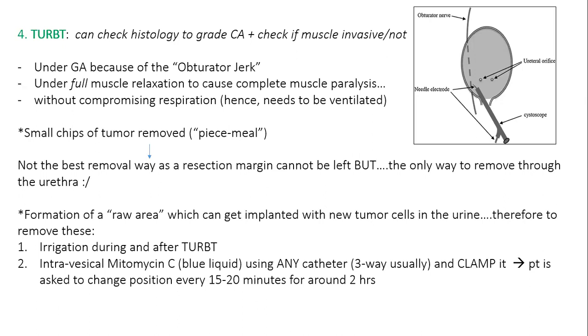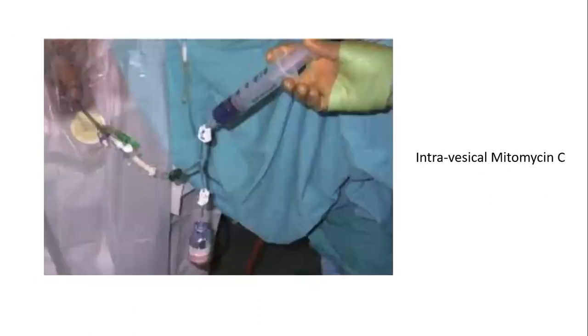So how we try to prevent it is we do two things. One thing is you do irrigation during and after therapy. That's the normal irrigation we do also in prostate pathologies. So similarly, you do irrigation, and also you can do this thing called intravesical mitomycin. I don't know if some of y'all have seen, in our appointment there was a patient who was given intravesical mitomycin after therapy. It's a blue thing. I'll show you in the next slide.